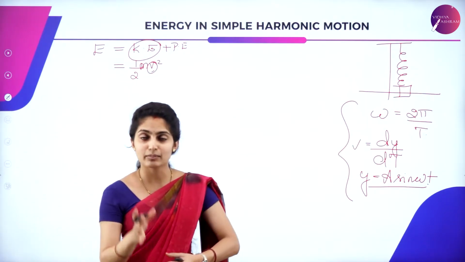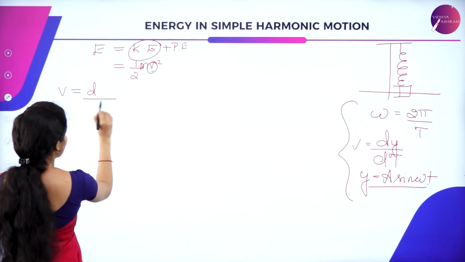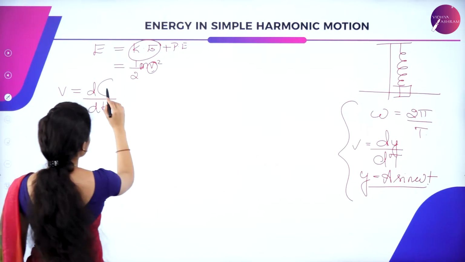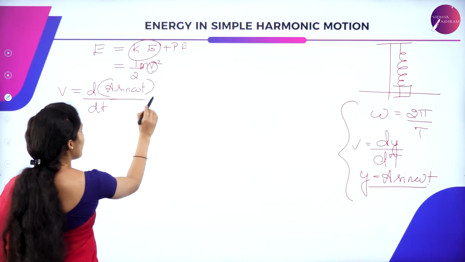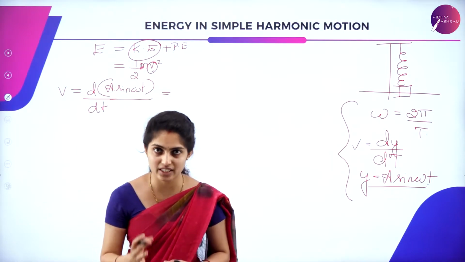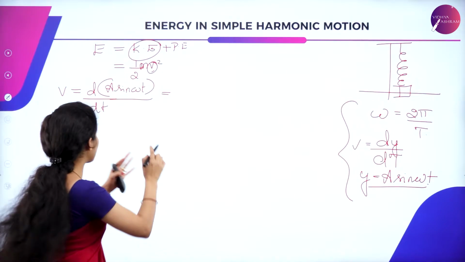So v is nothing but the differentiation. v is equal to dy by dt, and what is y? y is a sine omega t. So here we undergo differentiation. How was the differentiation taken place? We are differentiating one equation with respect to dt.